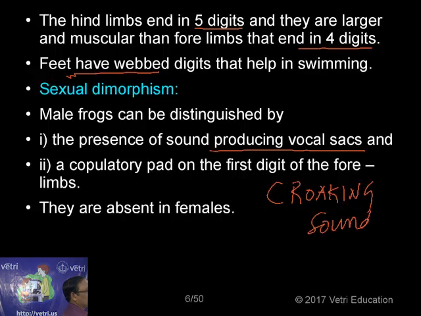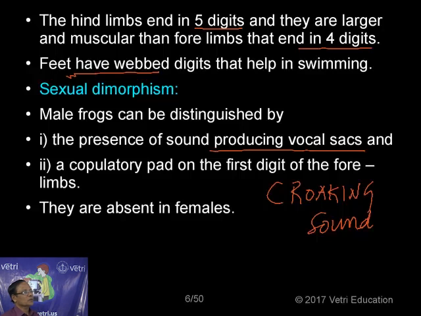To attract the female during winter for copulation. That's the role of this one. So, presence of a pair of vocal sacs, not vocal cords, vocal sacs. We have vocal cords in our larynx. The one which produces the sound is hence called a sound-producing vocal sac.